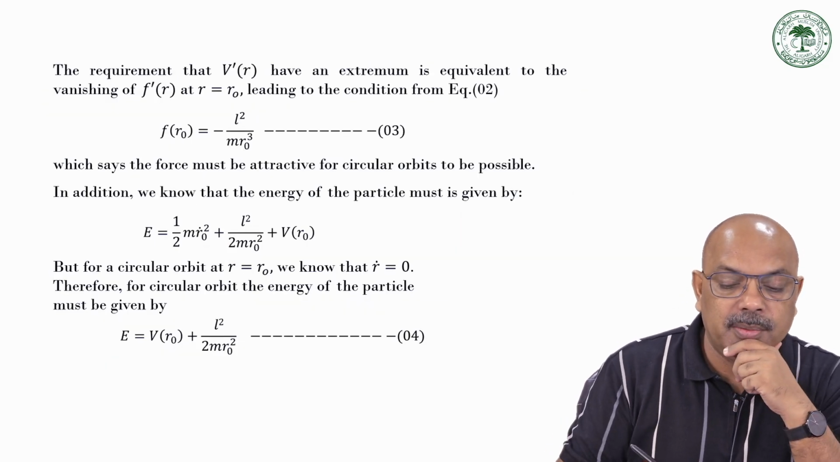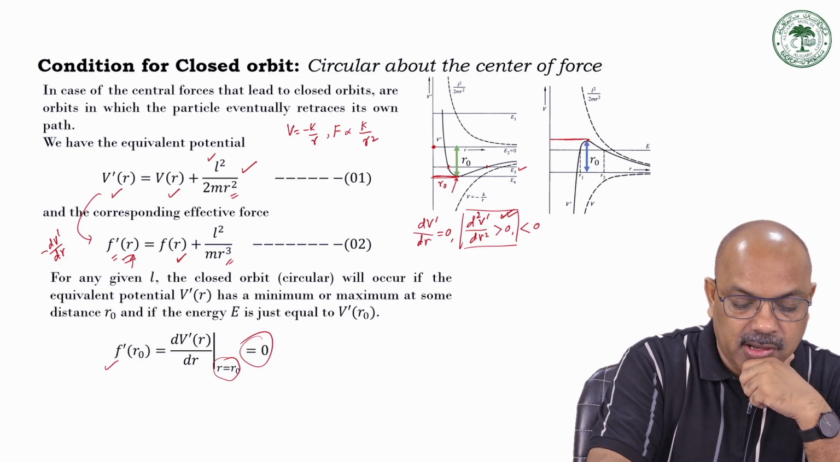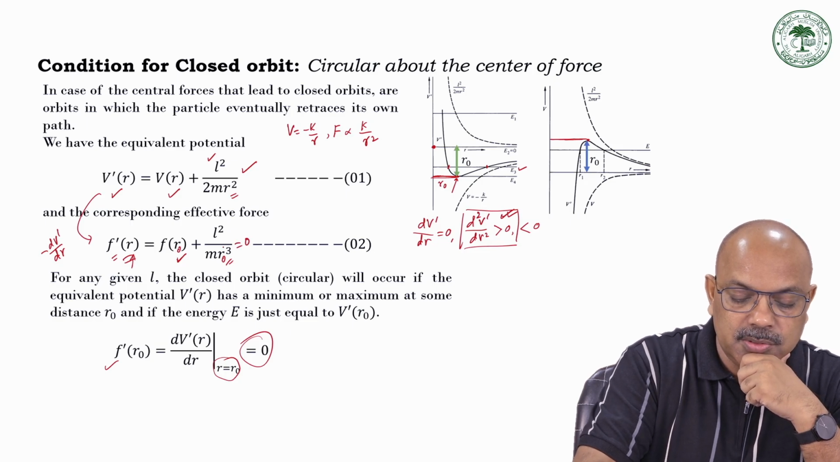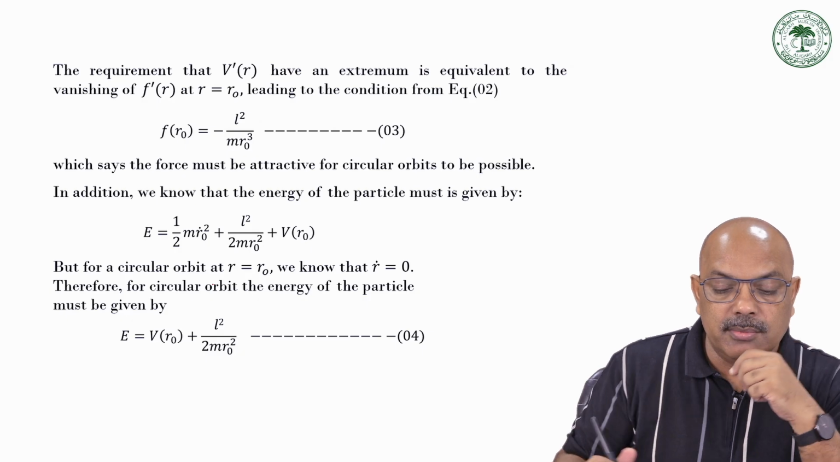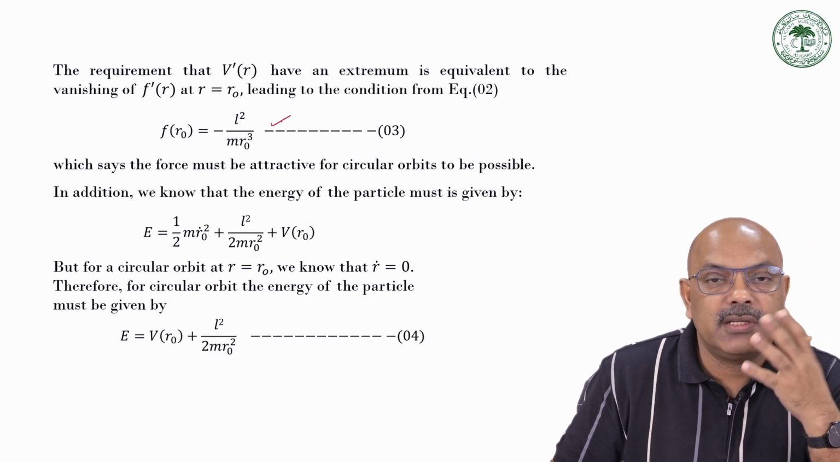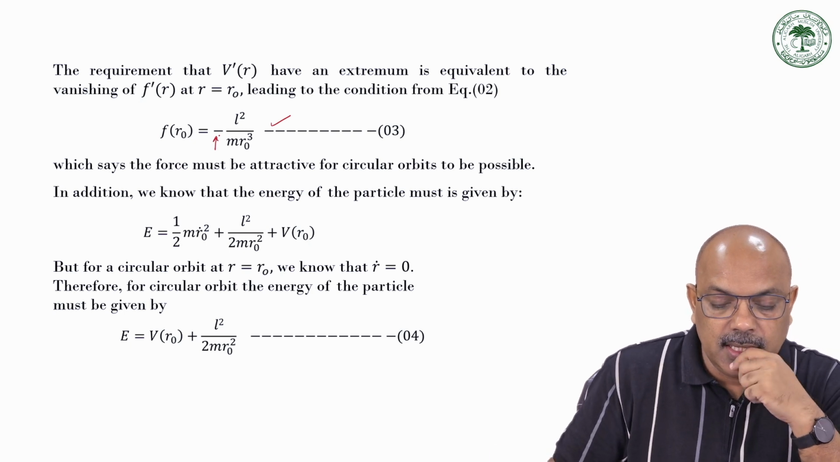So the requirement, if r naught is going to be 0, so this is going to be f(r naught), this is going to be r naught, so this is going to be 0. This becomes f(r) equal to minus of L squared upon m naught r cubed, r naught cubed. Okay, which says the force must be attractive.